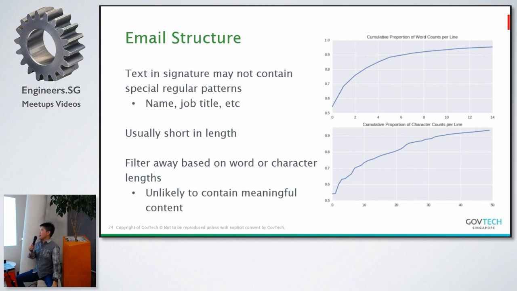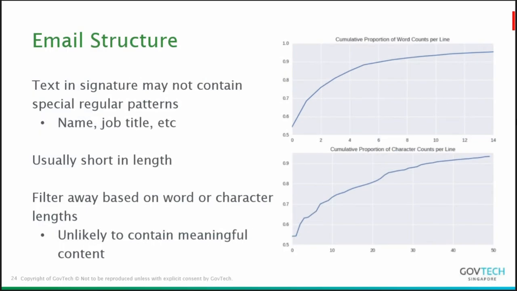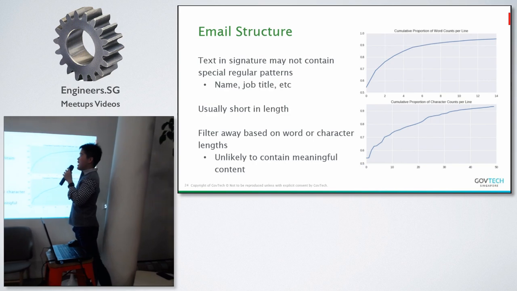So how I overcame this was, I recognized that signature text is usually quite short. If you look at the chart on the right side, I think it's a bit small. After I split the lines, I counted the occurrences against the length of each line, and I drew a cumulative proportion chart. This is counting the number of words per line, and the cumulative proportion.